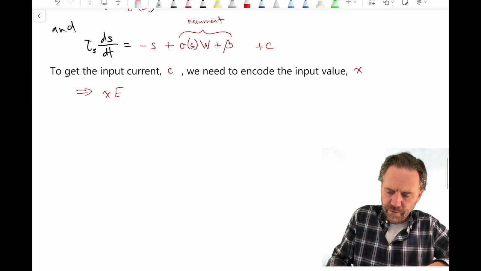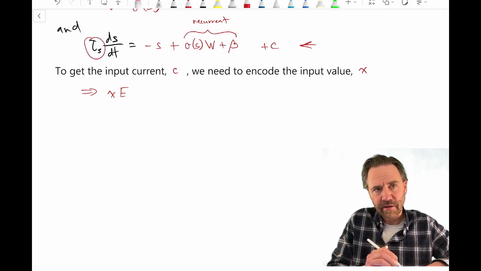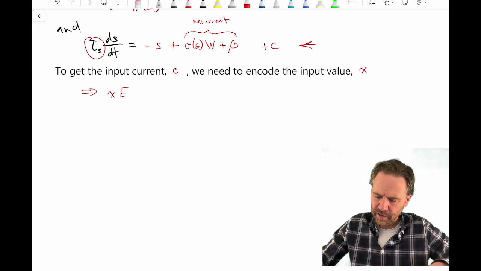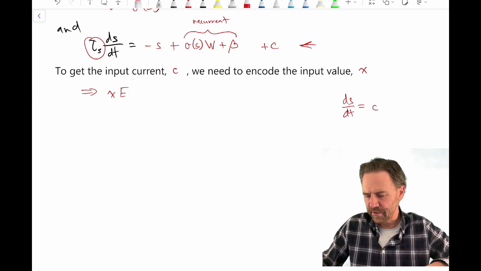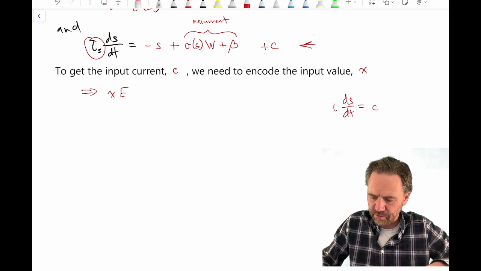So this differential equation up here, let me write a slightly different form of it, because this one has the tau s on the left-hand side, but an integrator doesn't. An integrator just looks like this: ds by dt equals c, whatever the input is. Whatever c is, s is going to integrate it. Notice there's no time constant there.